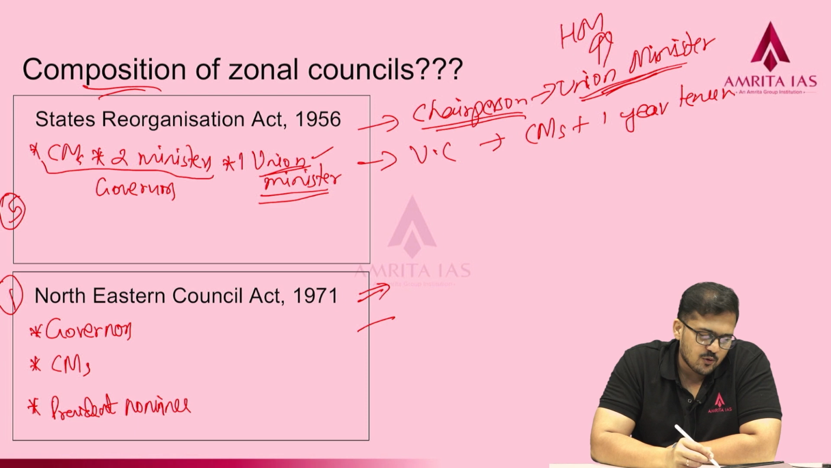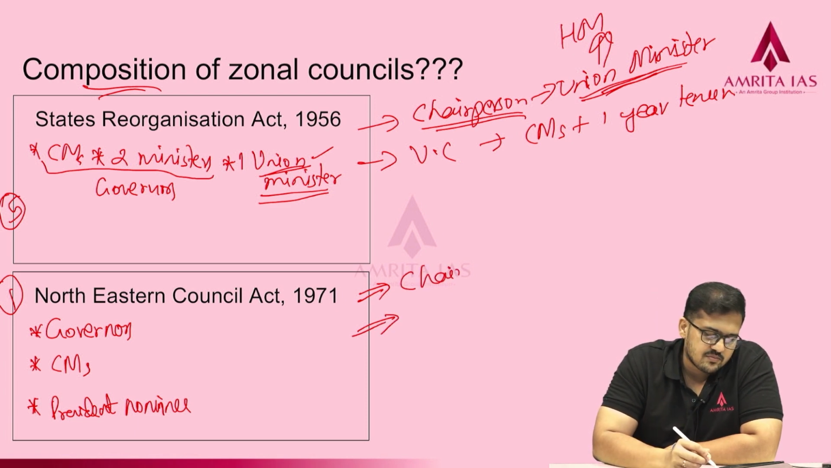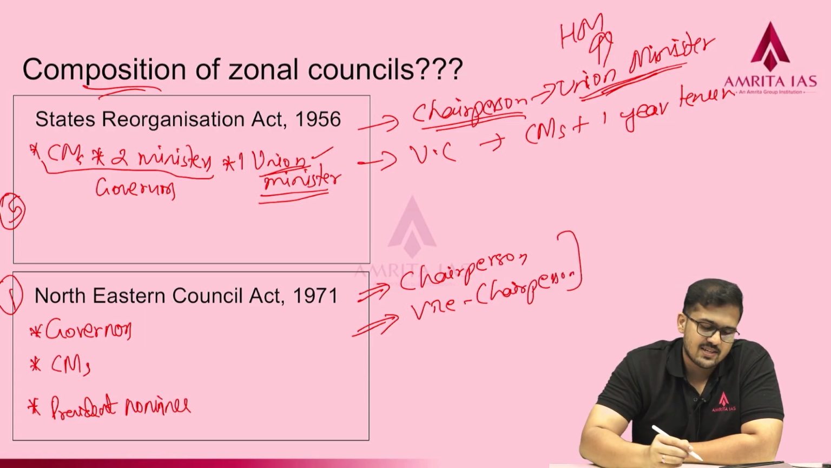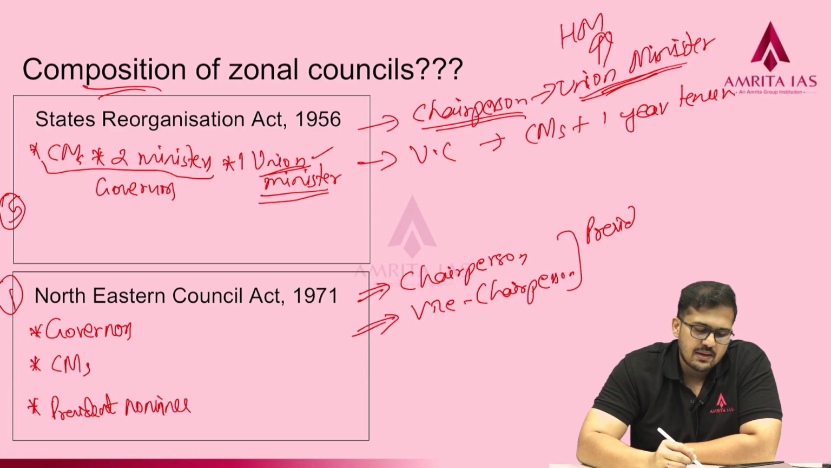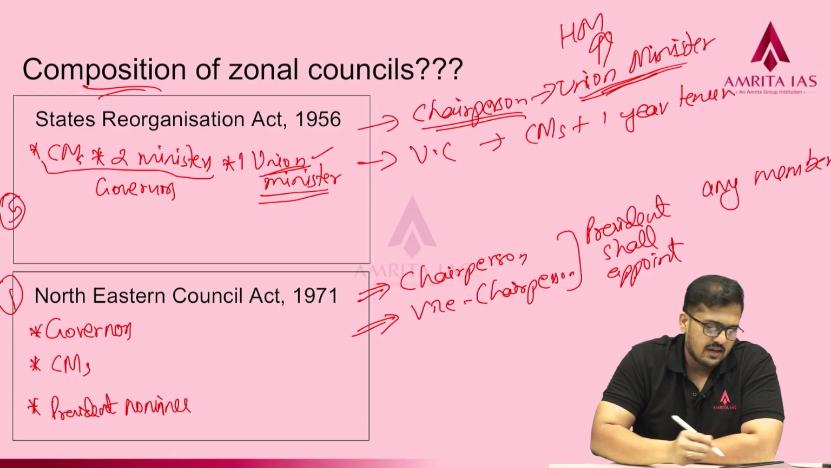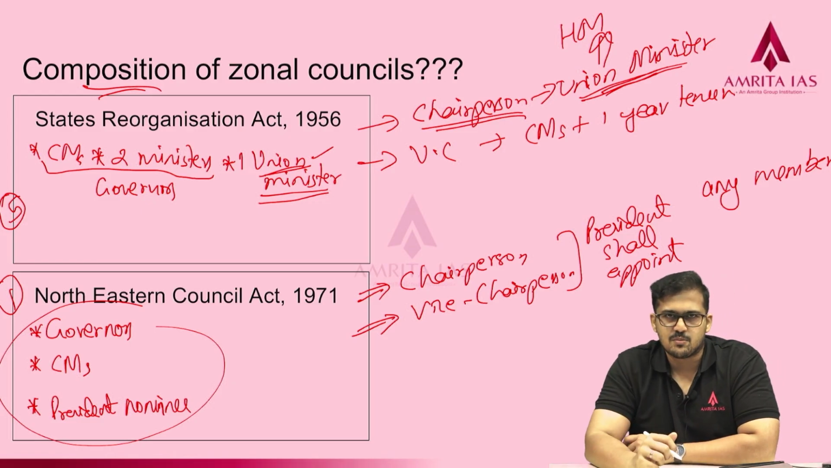Now, we need to know who are the chairperson and vice chairperson. The Northeastern Council Act says that the president shall appoint any member amongst these members as the chairperson and vice chairperson.